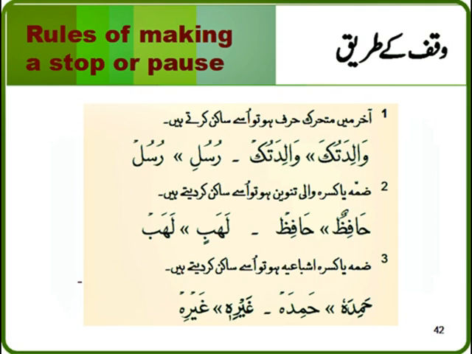Now, the next one is when you have the kasra ishbaya or the dhamma ishbaya. That is the inverted dhamma or the vertical kasra. Now, if you were ever reading the Quran and you have any one of these, then you have to turn that also into a jazm.